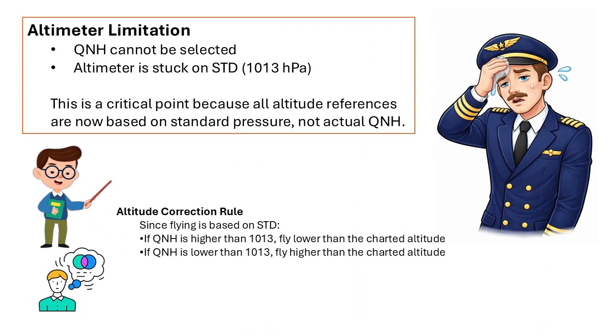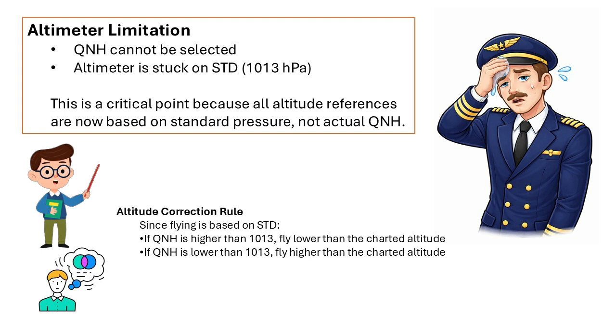Now, one very important limitation in this failure is the altimeter. The pilot cannot select QNH, and the altimeter remains stuck on standard 1013 hectopascals. This is critical because all altitude references are now based on standard pressure and not the actual QNH.